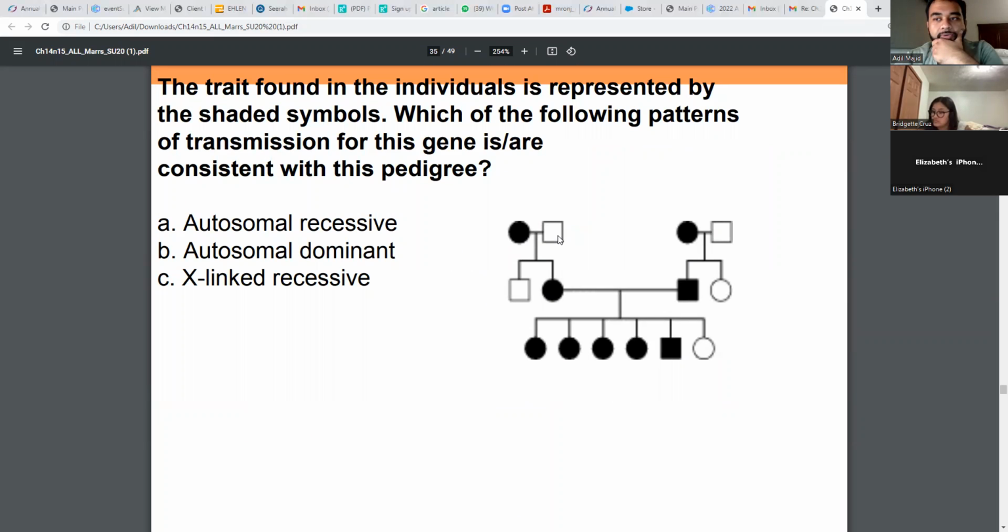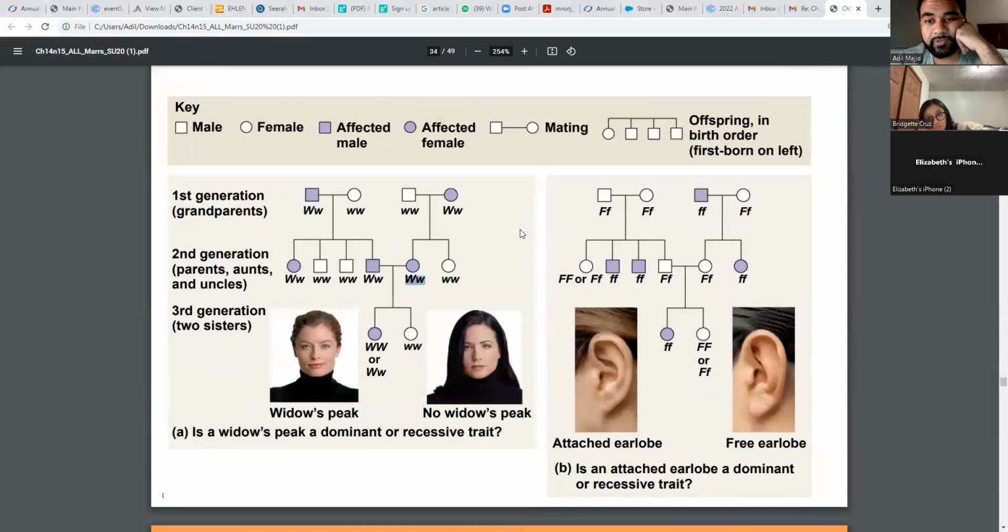A square is what? What does a square mean? A male. A square means a male and a circle means a female. If it's shaded, then that shows that that person has a positive phenotype for that trait. So that means they show the trait. See how I'm being very specific, how they have a positive phenotype. I didn't say positive genotype. Because let's look over here.